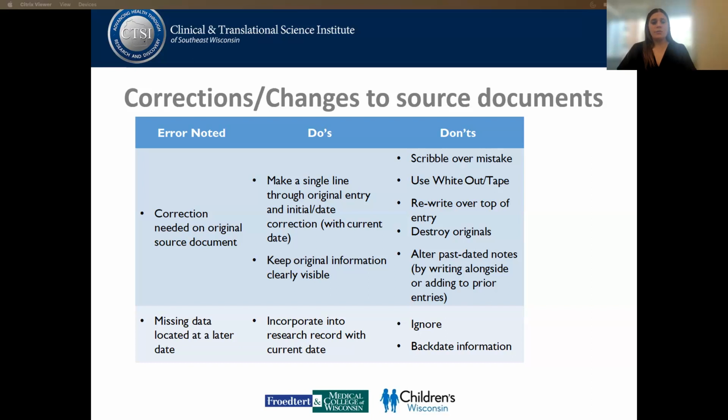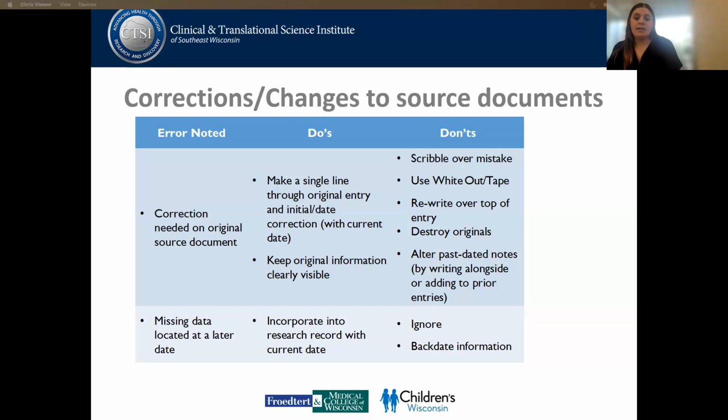Once again, we just make that single line through the original entry. We initial and date the correction with the current date, the date that we're making the actual correction on. You keep the original information clearly visible. So when the auditor is going back and looking at this and seeing what you corrected, they have to be able to see what was put in incorrectly, as well as what you're correcting it for. So you're not scribbling it over. We never use whiteout or write over the top or destroy the originals and recreate. We don't do any of that.